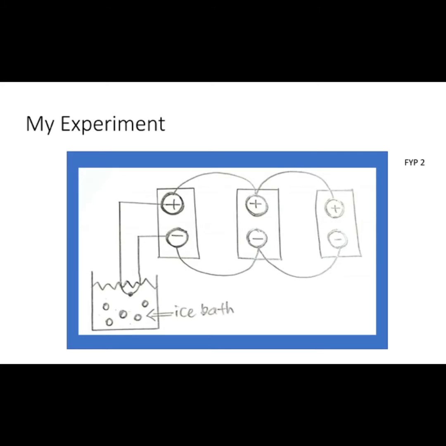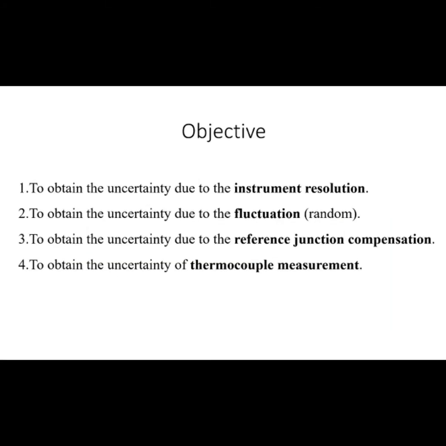Next is about my experiment. I will connect these 15 terminals in parallel. This means that I will directly obtain all the temperature differences between the terminals and the internal terminal at once, so I do not need to take so long to obtain the temperature differences. Then the accuracy of the result might be improved. My objective for this project is to obtain the uncertainty due to instrument resolution, fluctuation, RJC, which is reference junction compensation, and the thermocouple measurement.